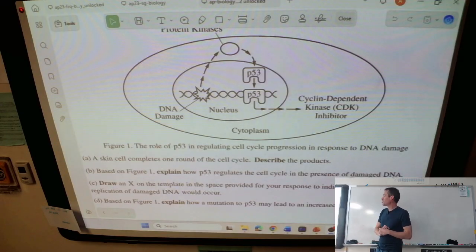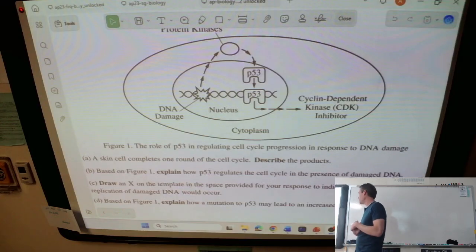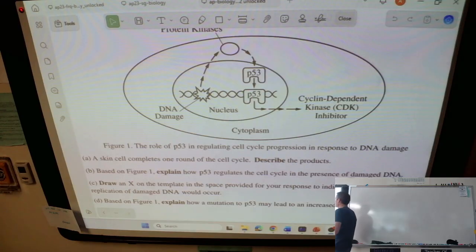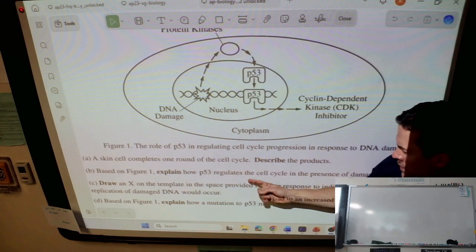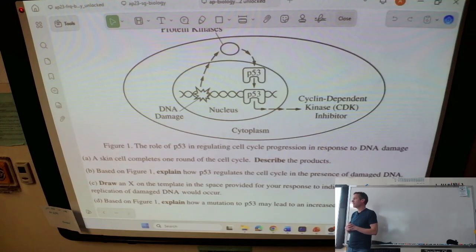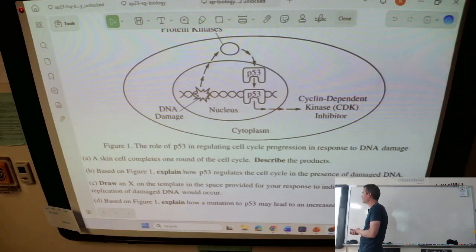Based on figure 1, explain how p53 regulates the cell cycle in the presence of damaged DNA. So if my DNA gets damaged, then how does p53 regulate the cell cycle? What could you guys say? Yeah, okay. When the DNA is damaged, there's a signal, like a production of kinases, like p53 is CDK. Kinases will bind the DNA and stop it.